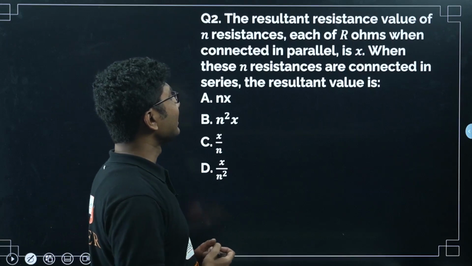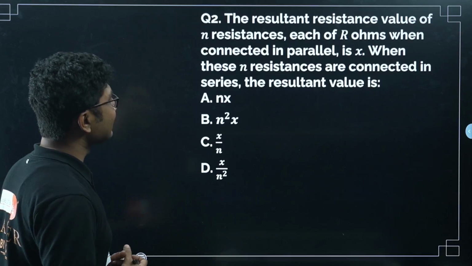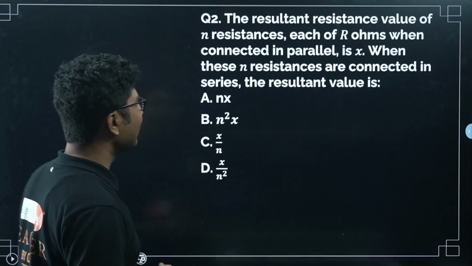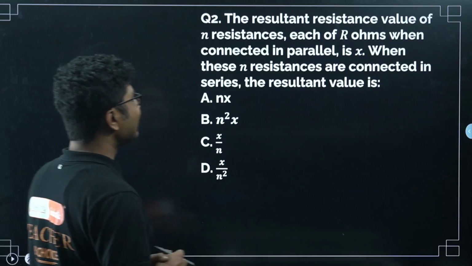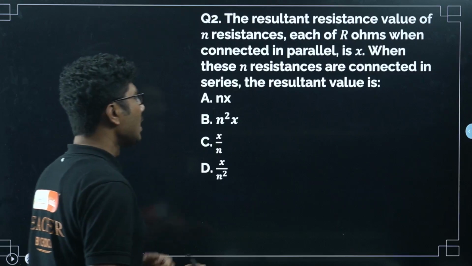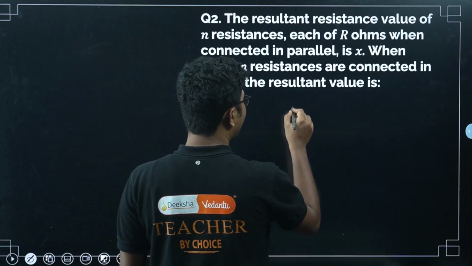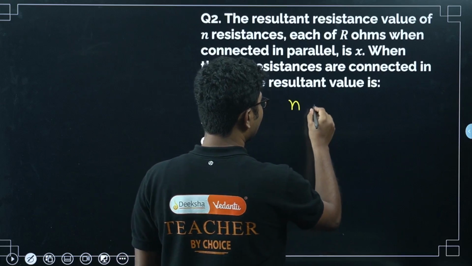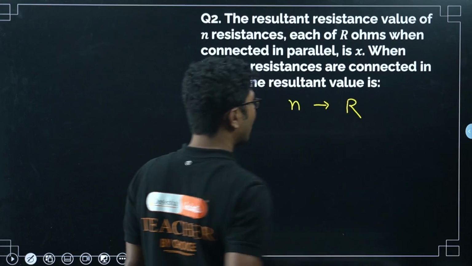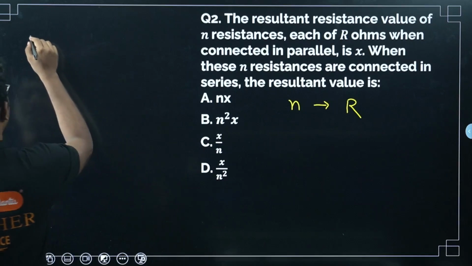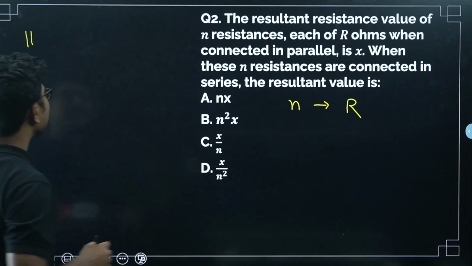Now the resultant resistance value of n resistances, each of R ohm, when connected in parallel is X. When these n resistances are connected in series, the resultant value is? So what is the meaning of that? We have n resistances, each of them connected in parallel. Each of them has value R, and they are connected in parallel, so parallel combination.